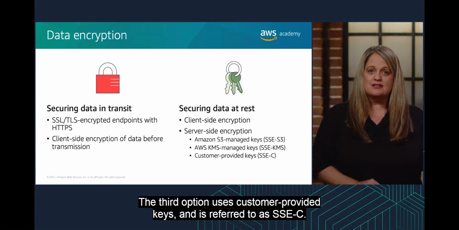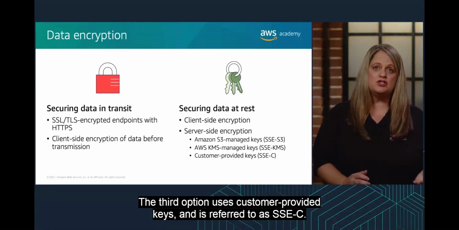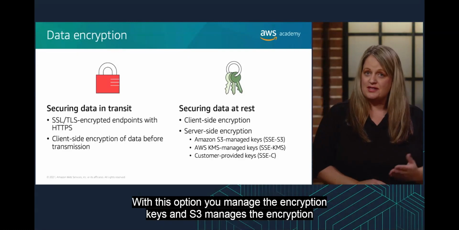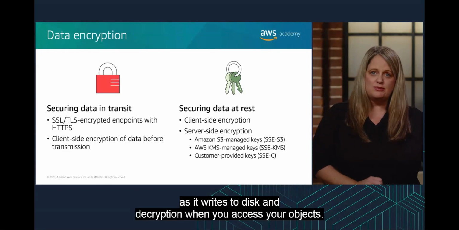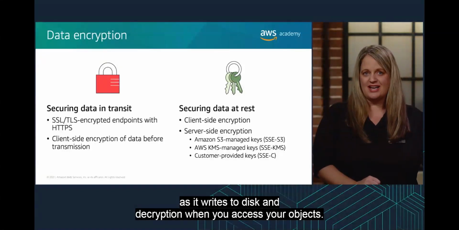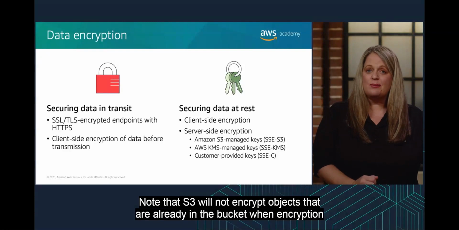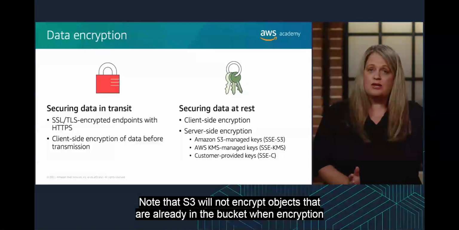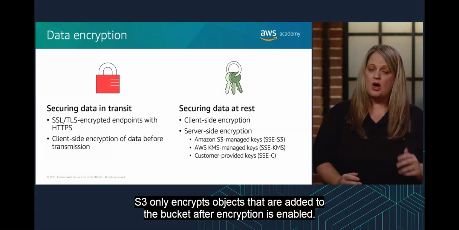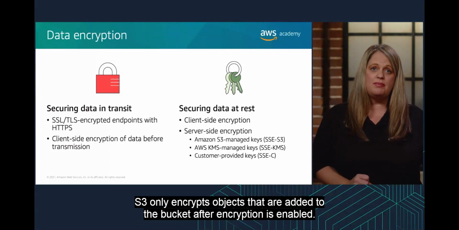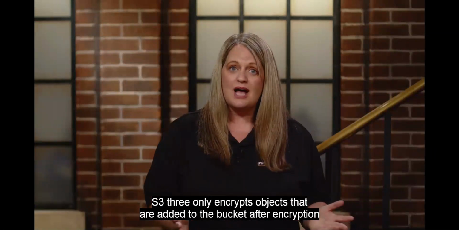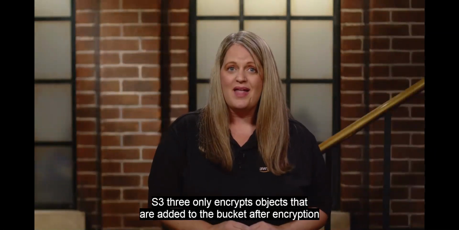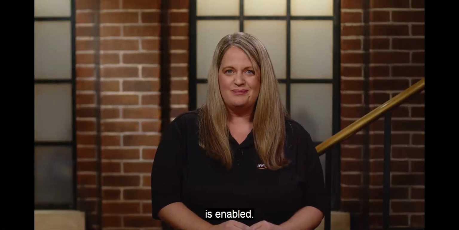The third option uses customer-provided keys and is referred to as SSE-C. With this option, you manage the encryption keys, and S3 manages the encryption as it writes to disk and decryption when you access your objects. Note that S3 will not encrypt objects that are already in the bucket when encryption is enabled. S3 only encrypts objects that are added to the bucket after encryption is enabled.